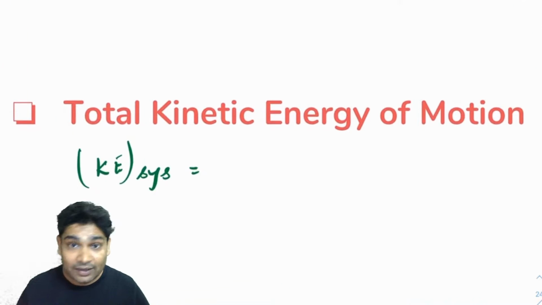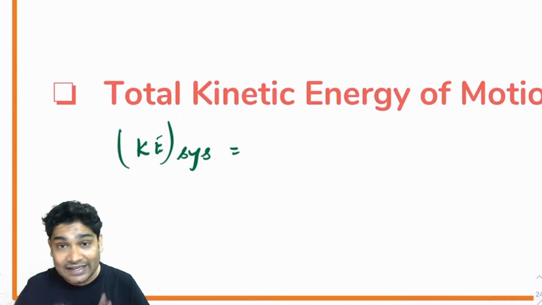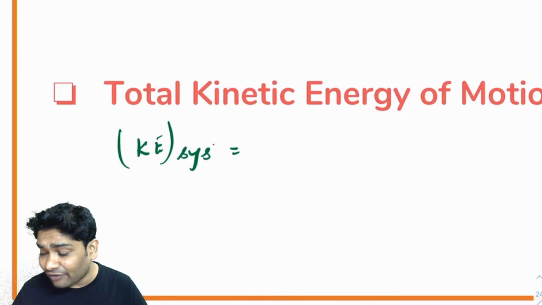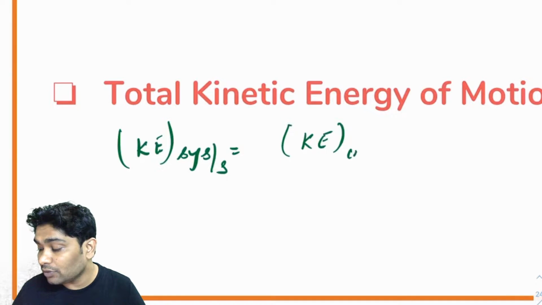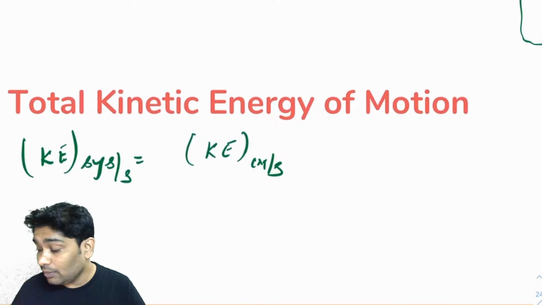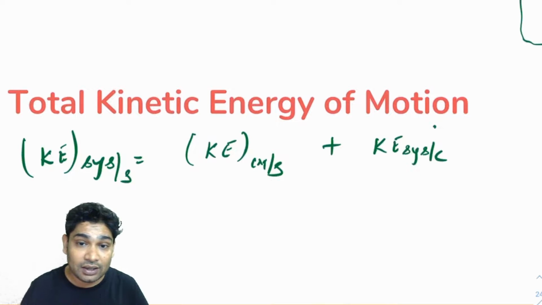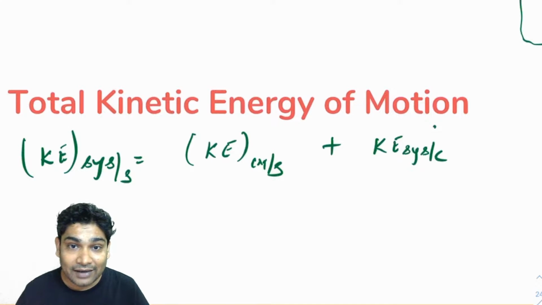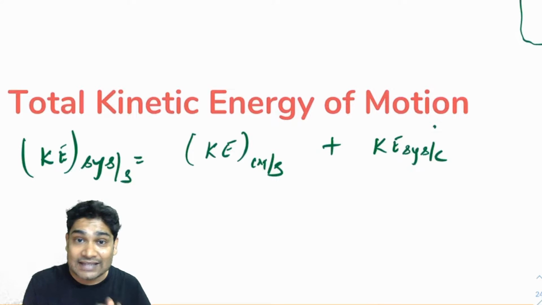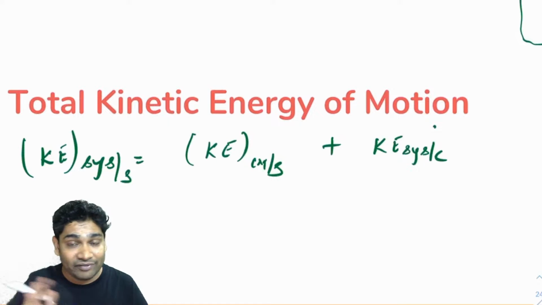Similarly, a general result of kinetic energy of any system of particles in any reference frame S is always given by K of CM in the reference frame of S plus K of system in the reference frame of the CM. This is also a general result that again I can prove, but I'm not going into the proof right now. So kinetic energy of any system of particles in a reference frame S is equal to the kinetic energy of the CM in the same reference frame S plus the kinetic energy of the system in the reference frame of CM.